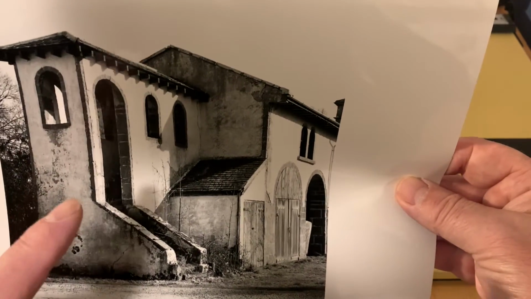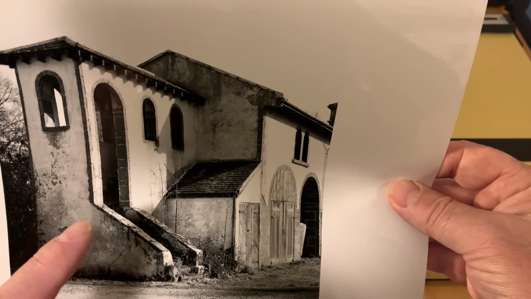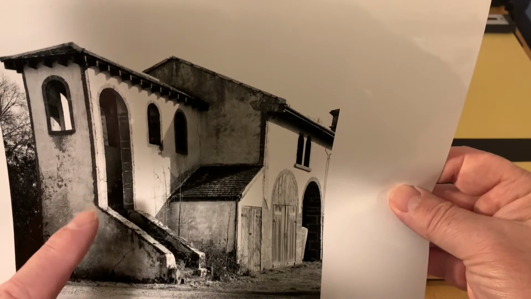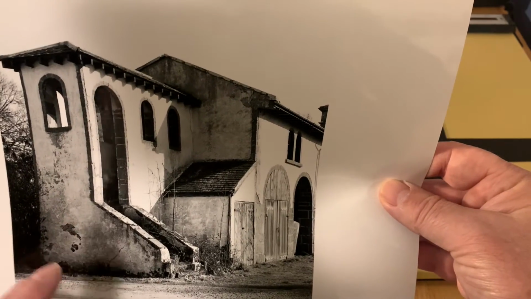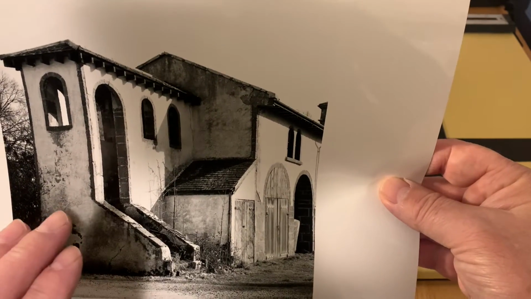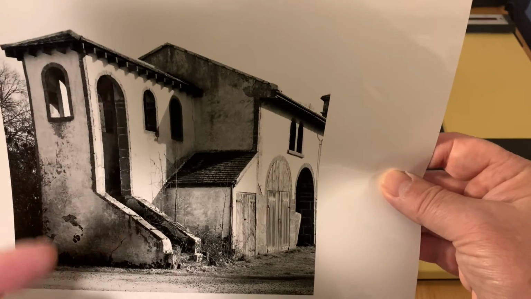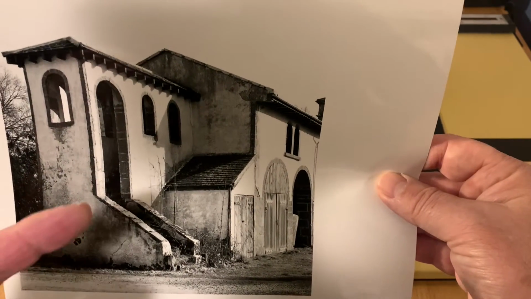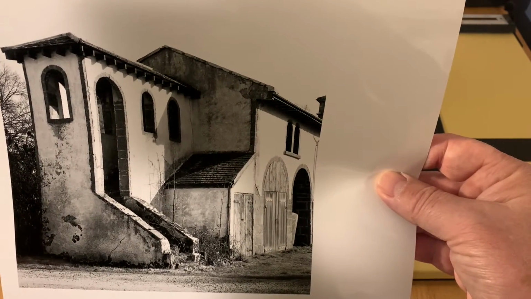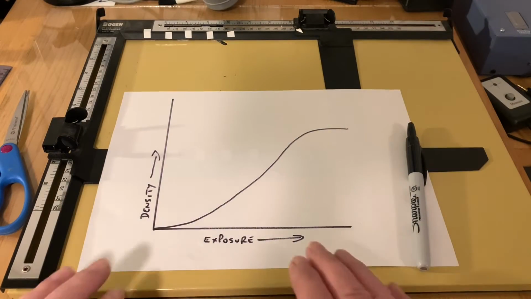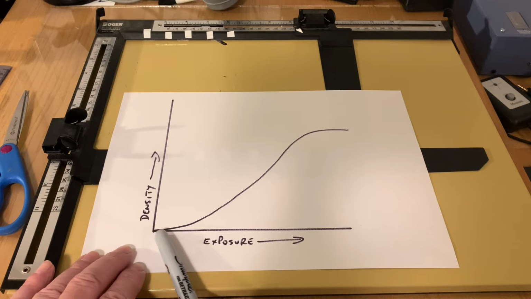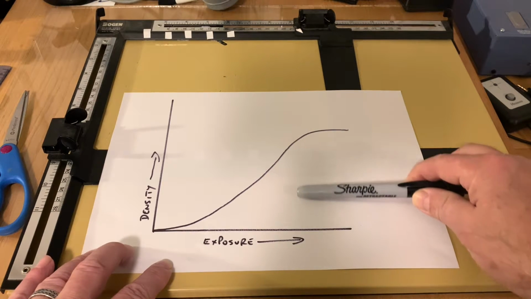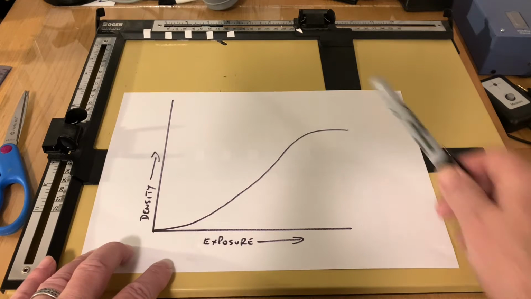Let's remind ourselves what happens if we deliberately fog the paper. And I'm going to call it flashing from now on, because when you deliberately fog the paper, it's called flashing the paper. So let's have a look at that curve again. Here is our paper curve. Down the bottom is exposure. As we increase exposure, we increase density on the paper.